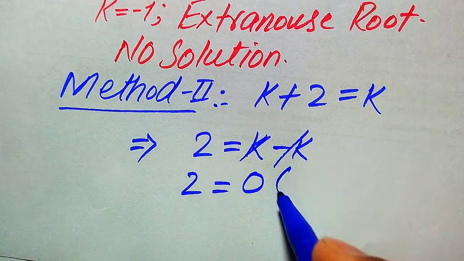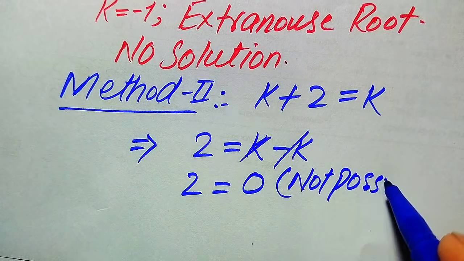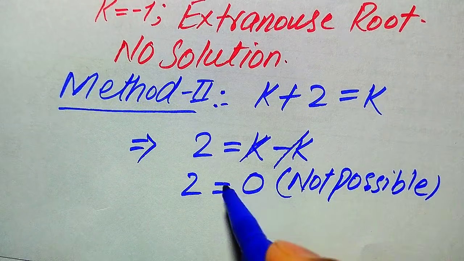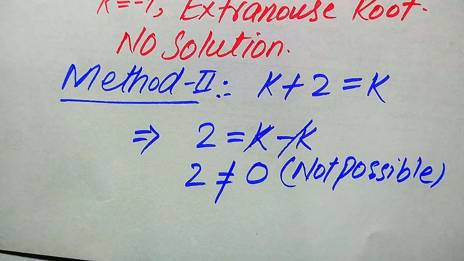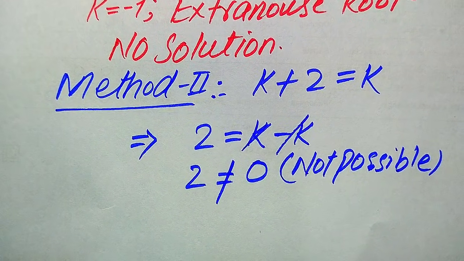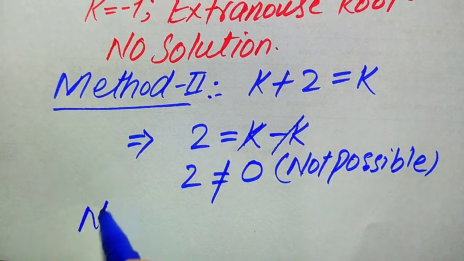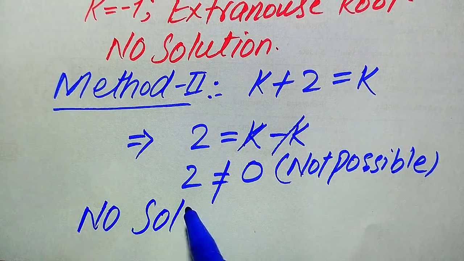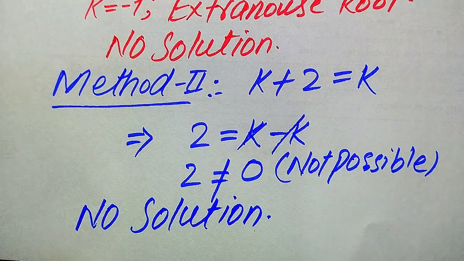So 2 equals 0 is also not possible. It is not possible that 2 equals 0, so these two are not equal. It means that we cannot get any value of k which satisfies our given question statement. So we finally conclude that this question has no solution. This is our final conclusion of this question, and this is the final answer.